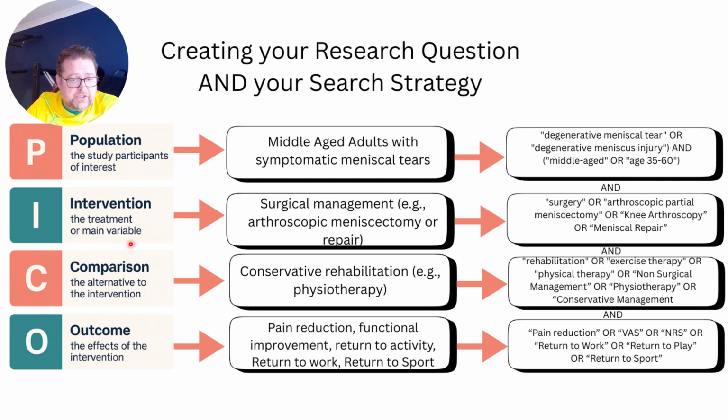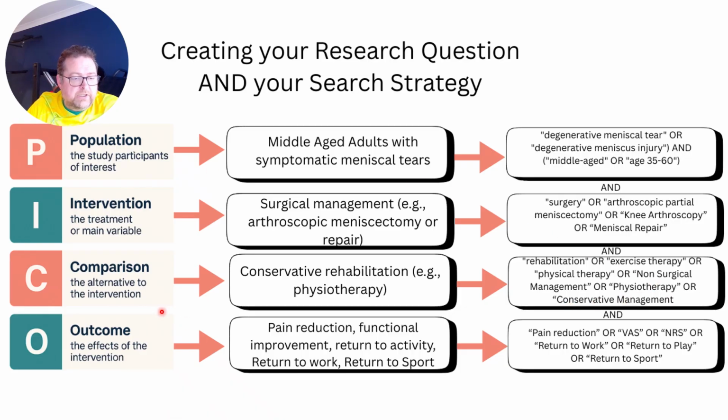For the intervention, we want to know, does the patient need surgery? So the terms we need to look at are things like surgery, arthroscopic partial meniscectomy, knee arthroscopies, meniscal repairs. Then comparison, because obviously what we want to know is, do they need physio or do they need surgery, is the conservative management. So this could be rehabilitation, exercise therapy, physical therapy, non-surgical management, physiotherapy, or conservative management.